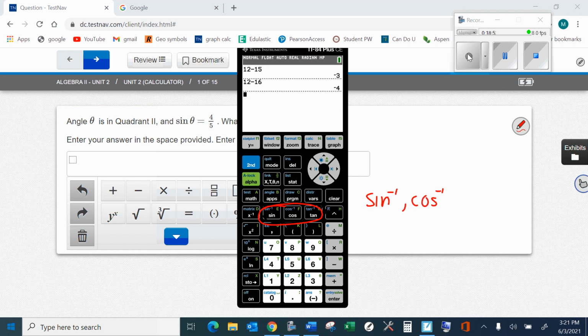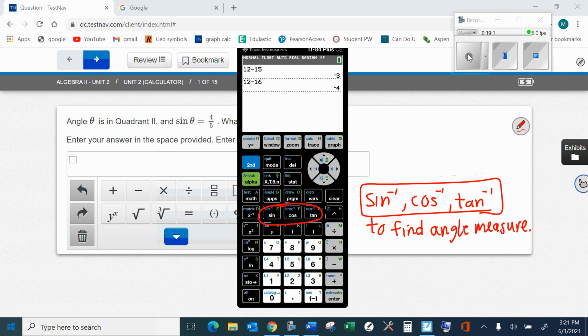So whenever you're doing inverse sine, cosine, or tangent, this is to find an angle measure. That's the only time you're using that. You're not finding a side length, you're finding an angle measure. Okay, when you're using these ones. When I use the normal sine, cosine, tangent, that is for side lengths. So just know that as well.